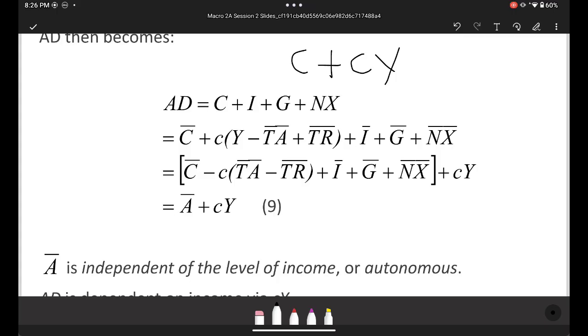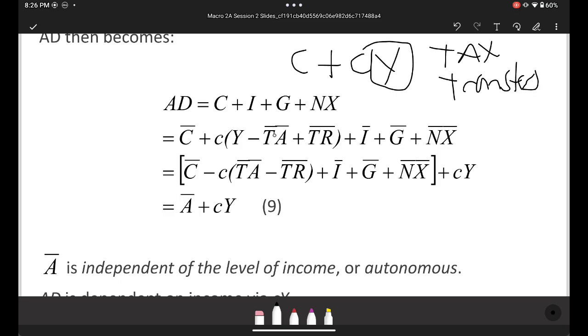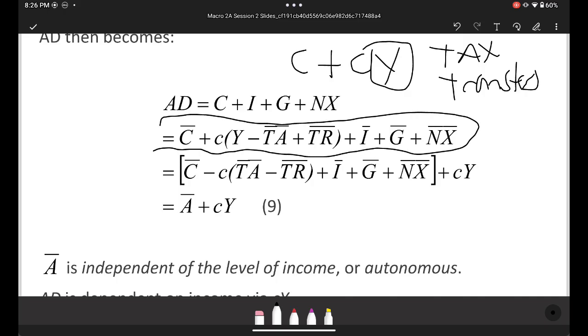Because government is involved, Y stands for income, right? If government comes, there's going to be a problem because that brings taxes into the economy and also transfers. So your income is no longer just Y. It's going to be Y minus the taxes plus the transfers. And that's how you got your aggregate demand equation. So as of now, our aggregate demand equation is this.